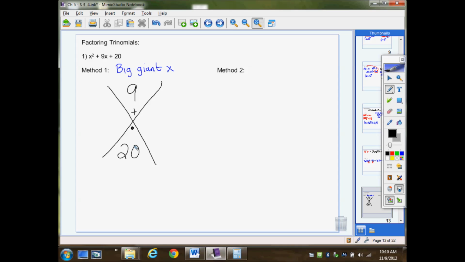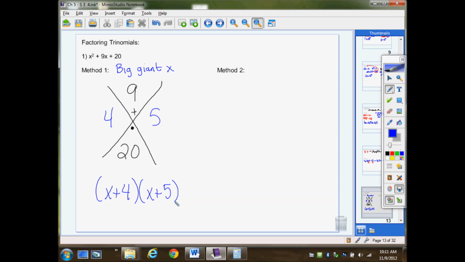And then I am going to look for two numbers that when I multiply them, I get 20, and when I add them, I get 9. 4 and 5. Whatever numbers you get, that's what goes in your parentheses. It's the big giant X.